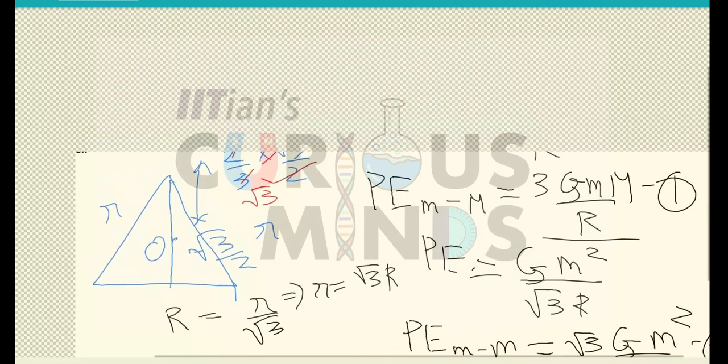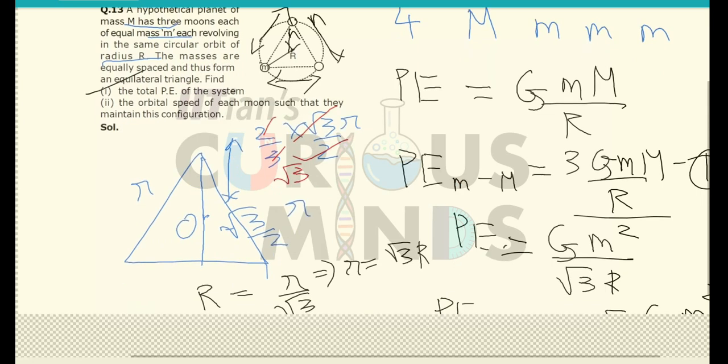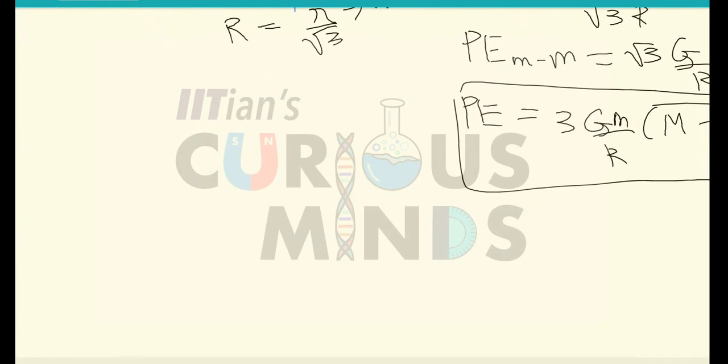The first part is done. The second thing I want to find is the orbital speed of each moon such that they maintain their configuration. Now, it is not specified whether the mass of the moon is very small as compared to the mass of the planet.